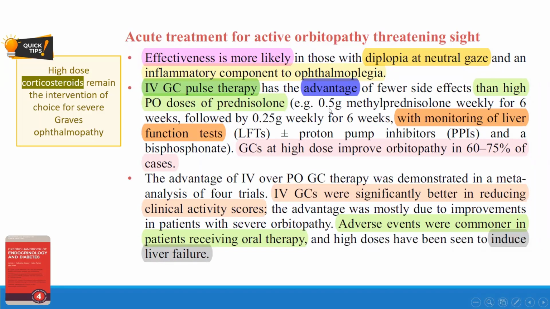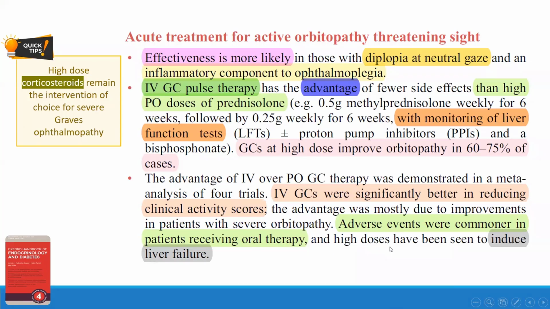Usually, for example, intravenous methylprednisolone 0.5 gram weekly for 6 weeks, followed by 0.25 gram weekly for 6 weeks, with monitoring of liver function tests. We should give a proton pump inhibitor to avoid gastritis and peptic ulcer, and we should give a bisphosphonate for some individuals to avoid osteoporosis. Glucocorticoid at high dose improves orbitopathy in about 60 to 75% of cases. Intravenous glucocorticoid was significantly better in reducing the clinical activity score than oral glucocorticoid, and adverse events were also commoner in patients receiving oral glucocorticoid.